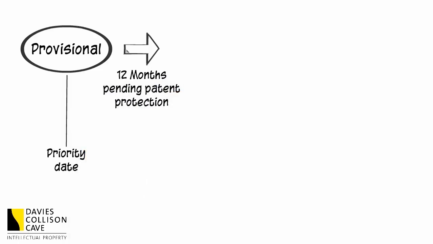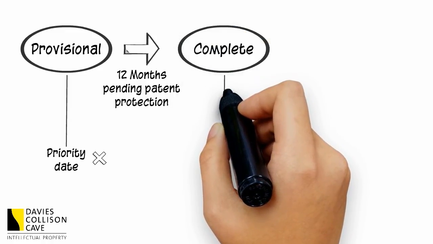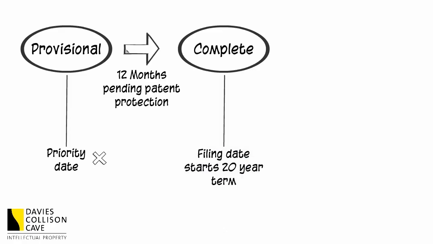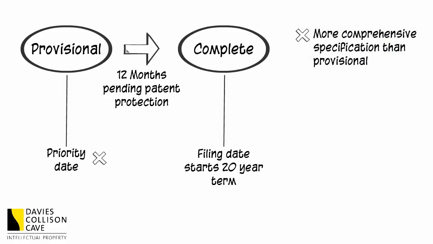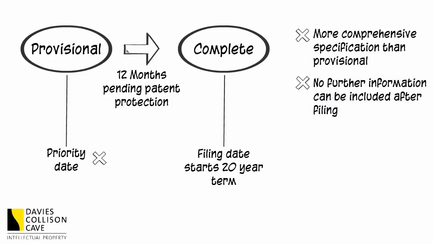To maintain your priority date, you will need to file a complete patent application. The filing date of your complete application officially starts your 20-year term of protection. The complete application is typically a more comprehensive version of your provisional specification, including further technical detail or information about any modifications or improvements you have implemented to your invention since filing the provisional. Once the complete application is filed, no further information can be incorporated into your patent specification.